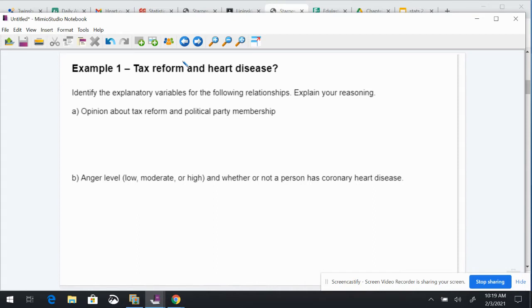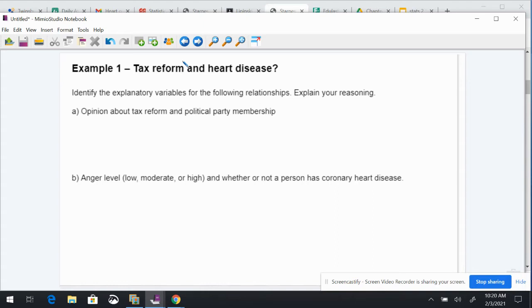The first one says opinion about tax reform and political party membership. So not sure how political we are. Hopefully you're not too political at a young age. But most of the time, if you're a Republican, you do not like taxes. You want there to be less taxes. You want less of your money taken out. And Democrats are normally okay with a little bit more taxes because they're in favor of social programs and such, and giving a little bit more of their own money to help out others.